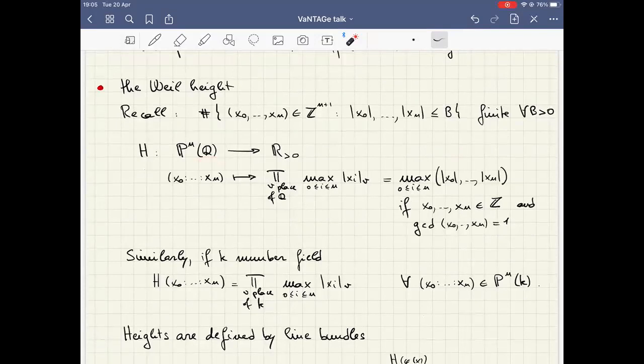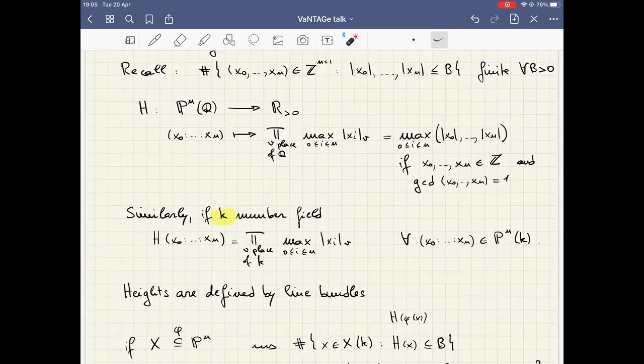We can define it similarly if we just have some number field. So our K is going to be a number field throughout the talk, and then we can define the Weil height in the very same way by taking the product over all the places of the number field. And it has the very same property that if we take points of the projective space of Weil height bounded by B, then we get a finite set. So we can try to compute the cardinality. This is the Northcott property for heights, and all the heights that we want to consider have this property.